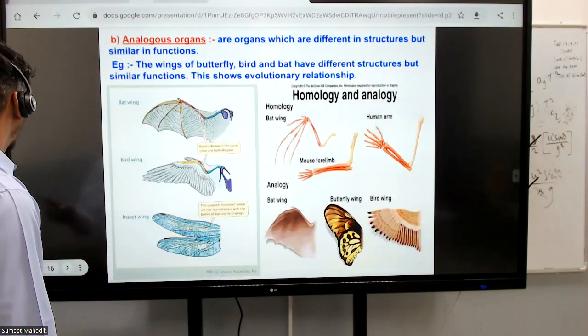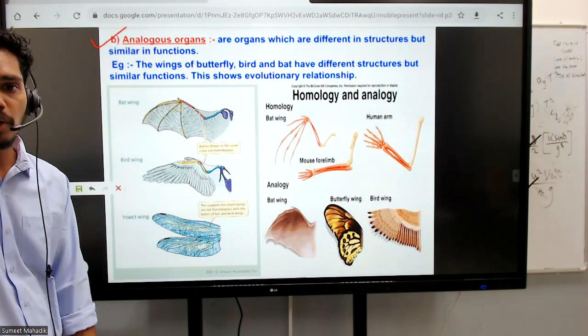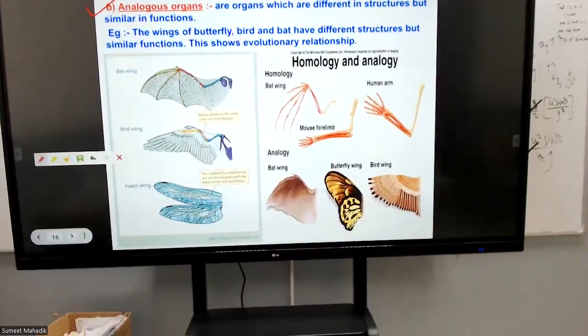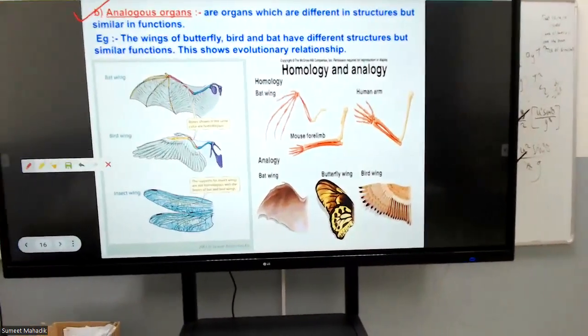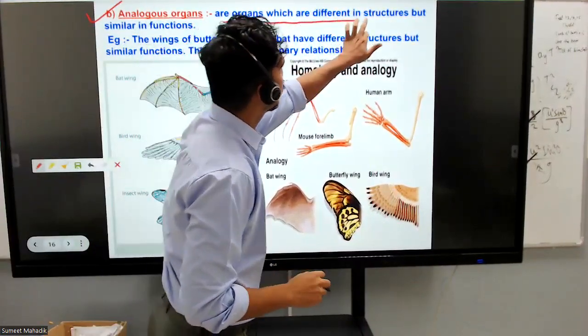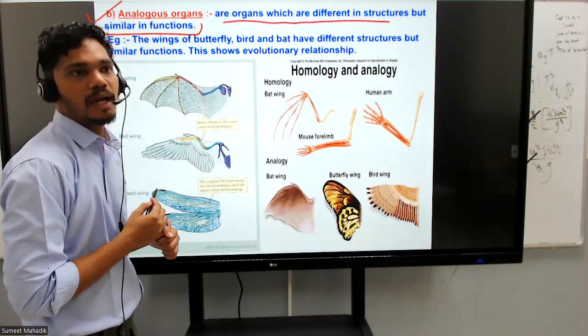So let's go further and try to understand analogous organs. What are analogous organs? The moment I say analogous organ, what does it mean? According to you, what is analogous? Analogous organs are organs which are different in structure but similar in function. That is called analogous.